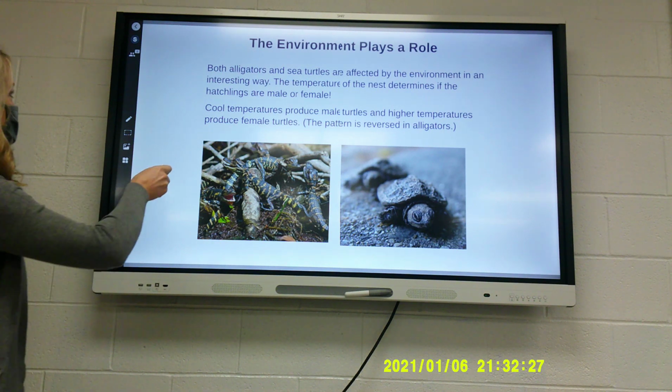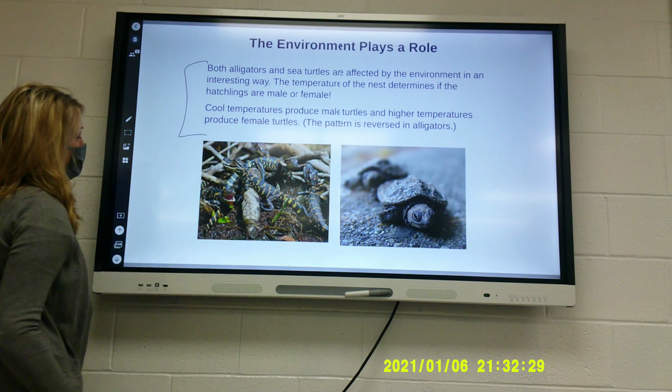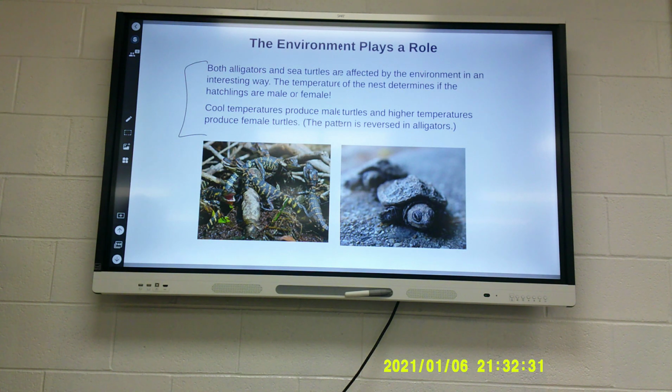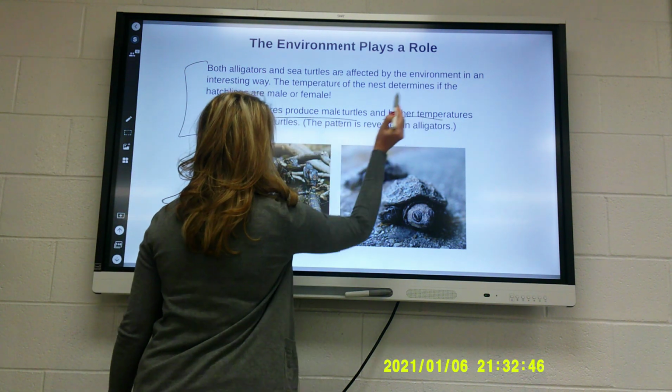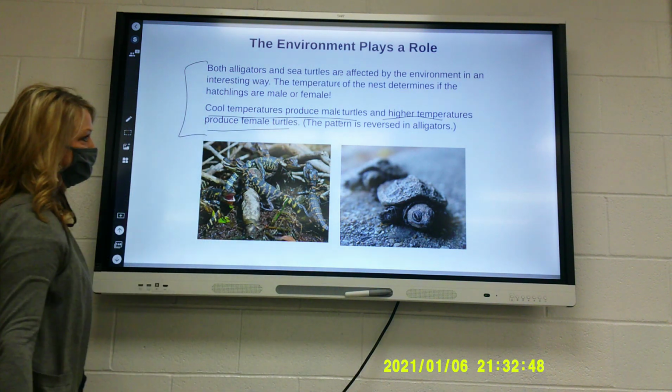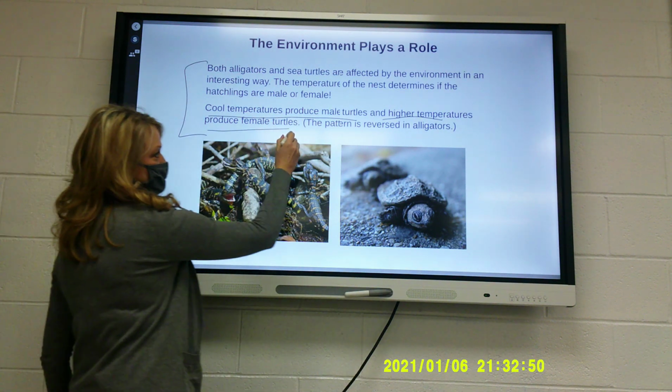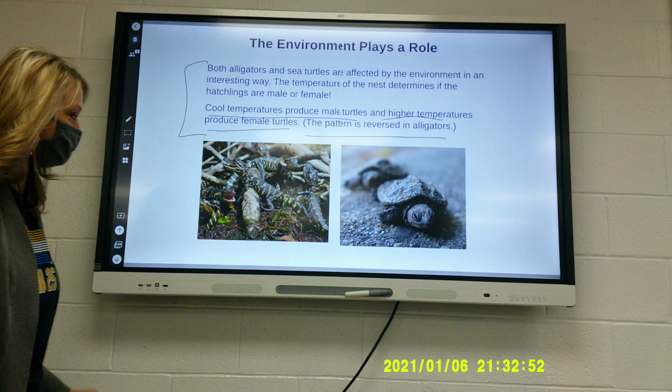I think this is really interesting right here. Both alligators and sea turtles are affected by the environment in an interesting way. The temperature of the nest decides if they're going to be male or female. I mean, that is wild to me. Cooler temperatures produce males. Warmer or higher temperatures produce female turtles. The pattern is reversed, just FYI, in alligators.